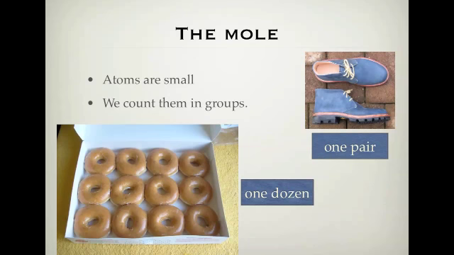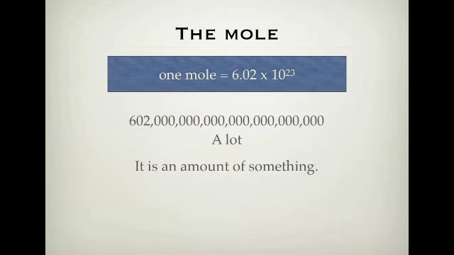Atoms are small and they're very, very hard to count. So we count them in groups. Just like a dozen is 12 and one pair is 2, the mole is 6.02 times 10 to the power of 23, which is a very big number of something. It's this amount. Because atoms are so small, we can't count them in individual atoms. We use the mole. The mole is an amount of something. It's how much we use, how much we have, or whatever.